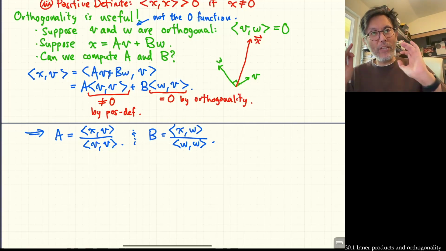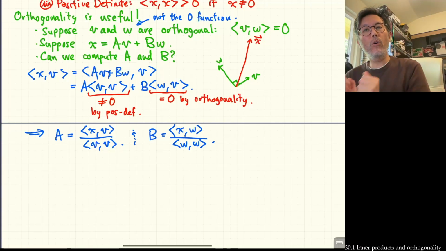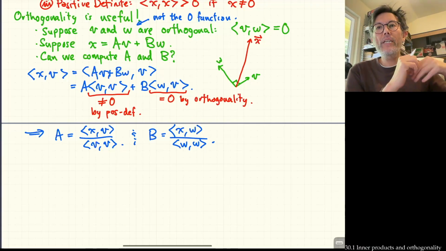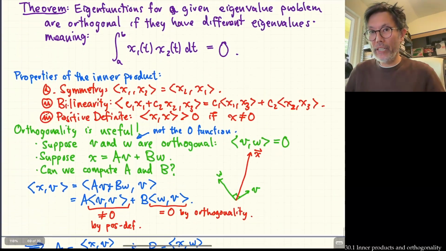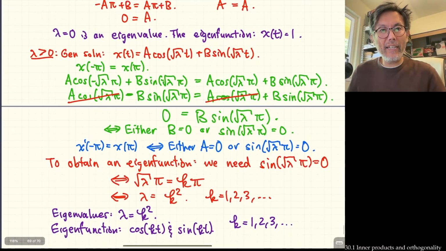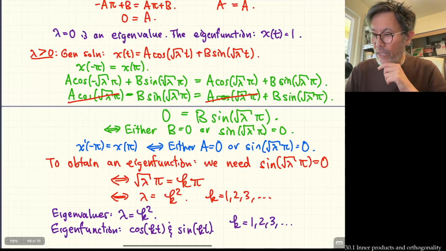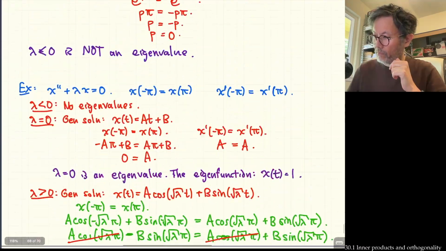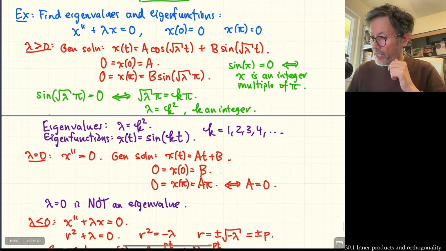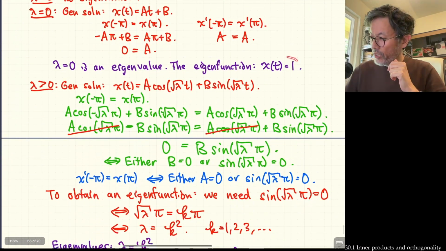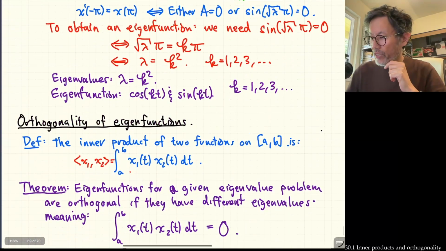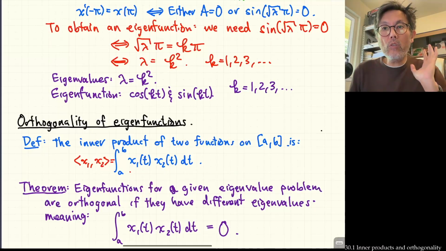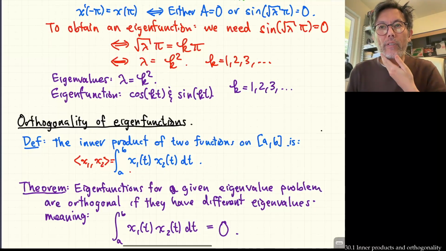This kind of calculation is what motivates the Fourier series story. Because the eigenfunctions, and I'll remind you, let's go back to what we did last time, the eigenfunctions that we found here, together with this one, x of t equal to 1, together with x of t equal to cosine kt and sine kt, turn out those are all orthogonal to one another.